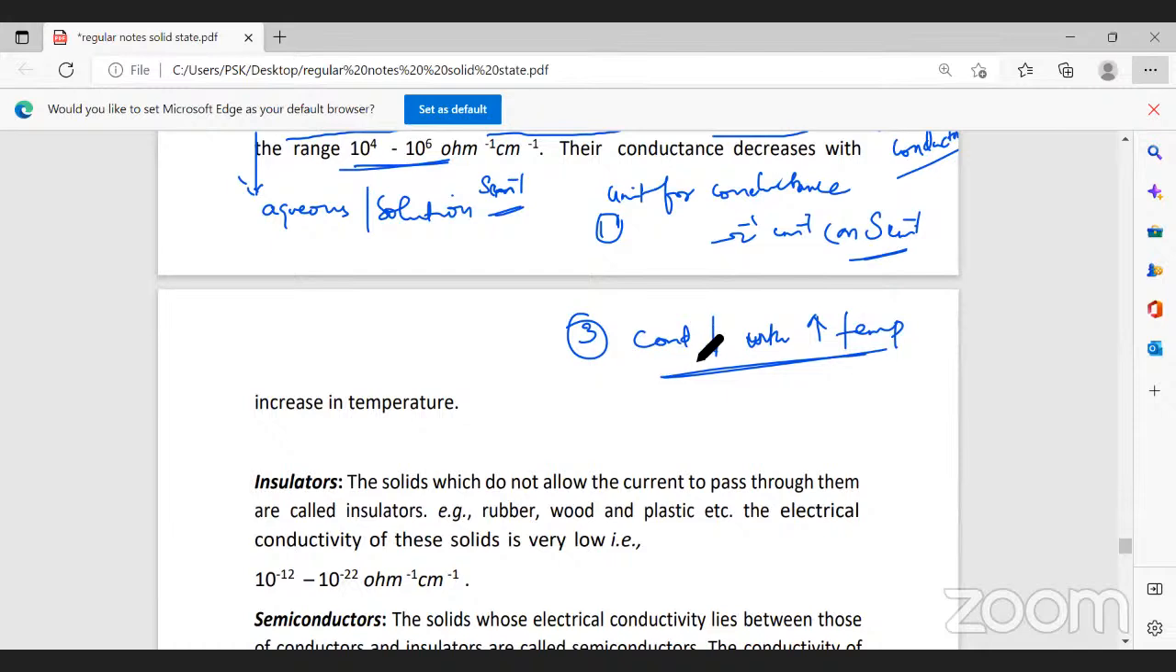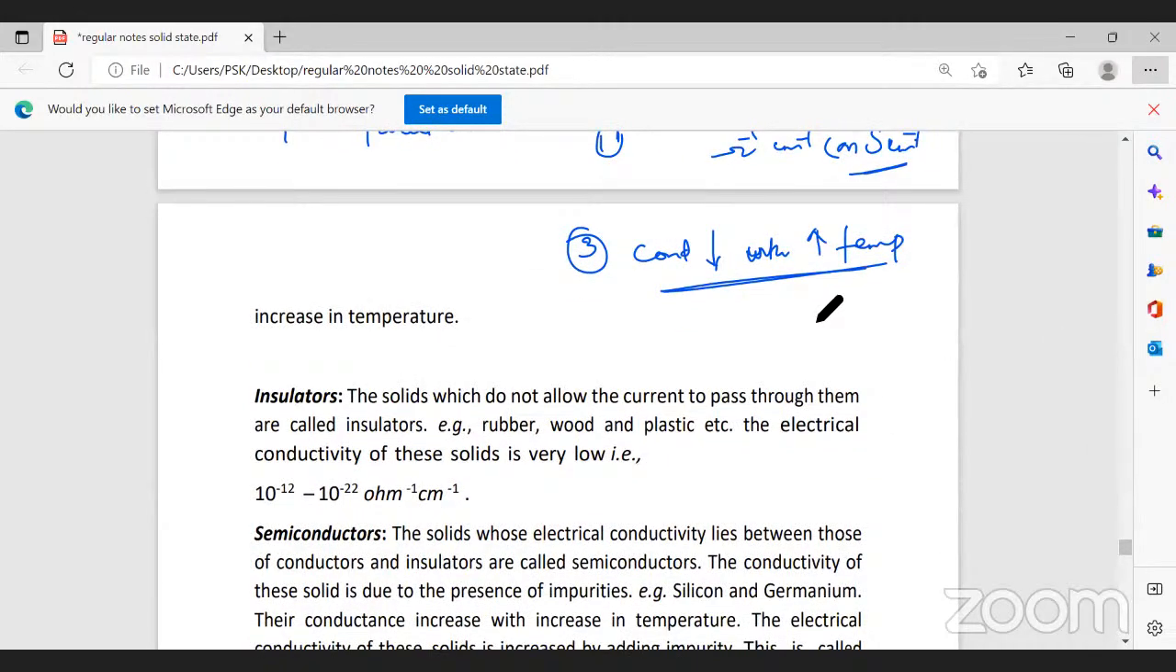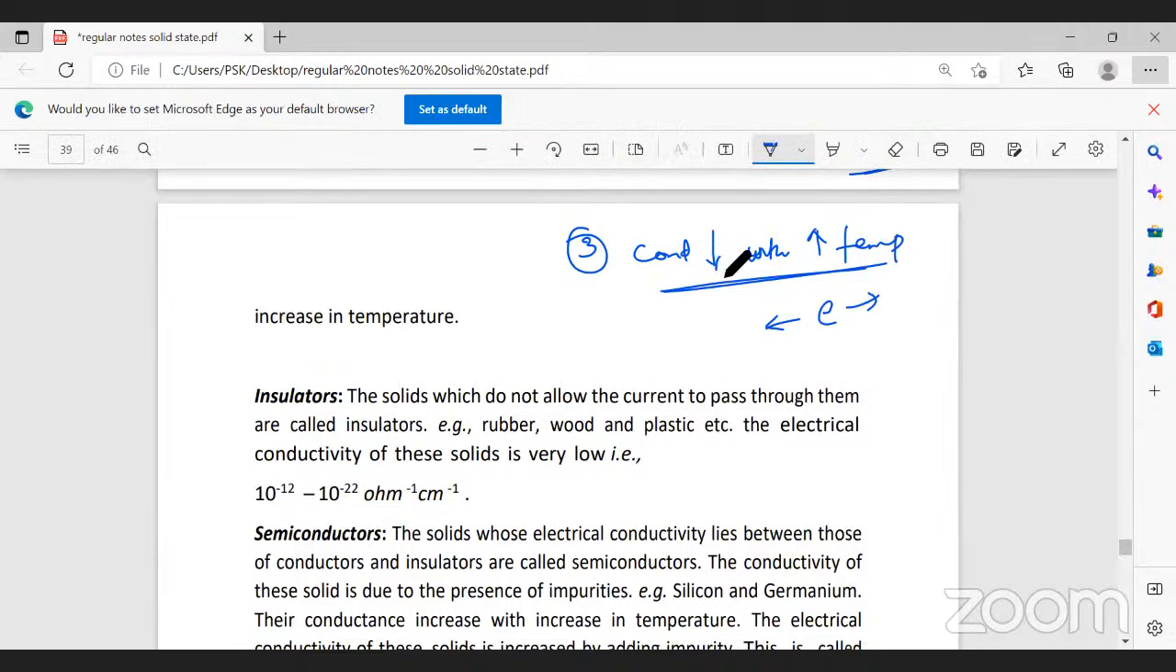The third point is conductance will decrease with increase in temperature, because on increase in temperature, the vibrations of electrons will increase. The to and fro movement of electrons will increase, but not the flow of electrons. Therefore, conductance will decrease on increasing the temperature.